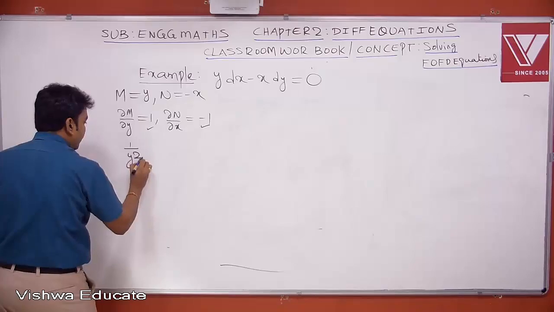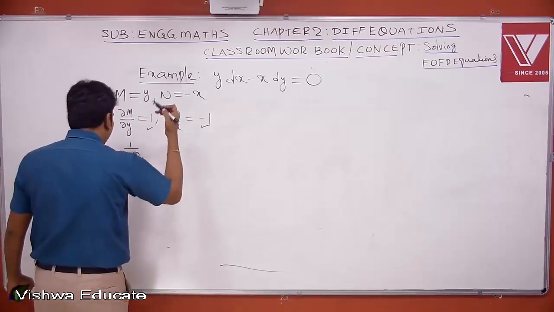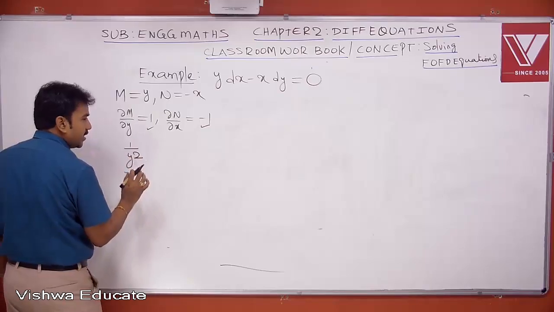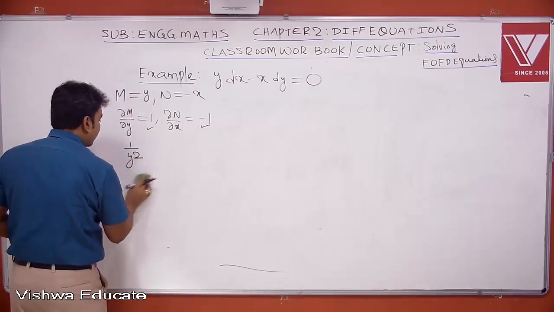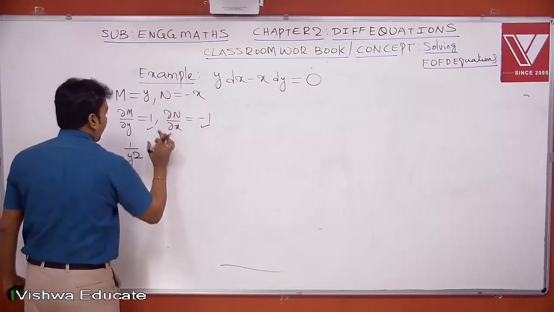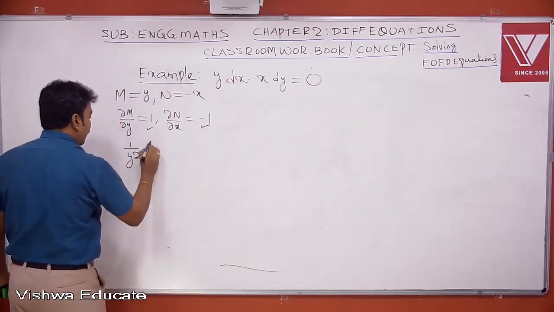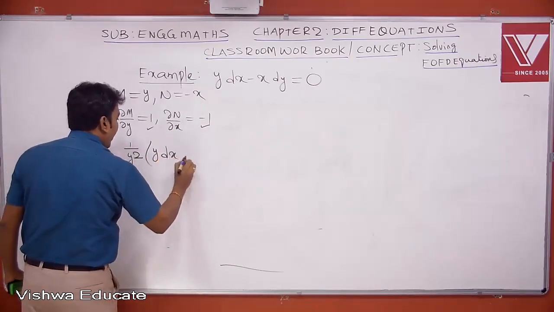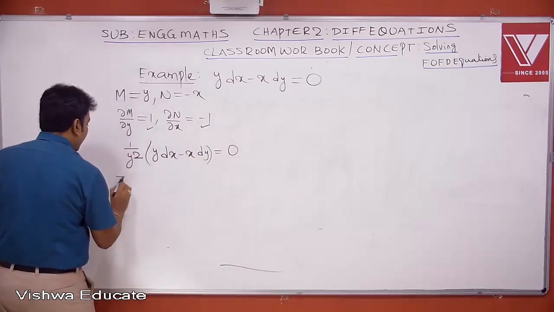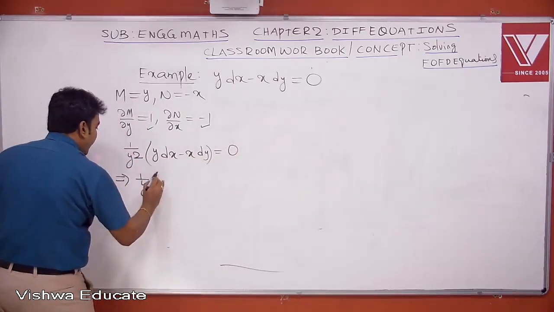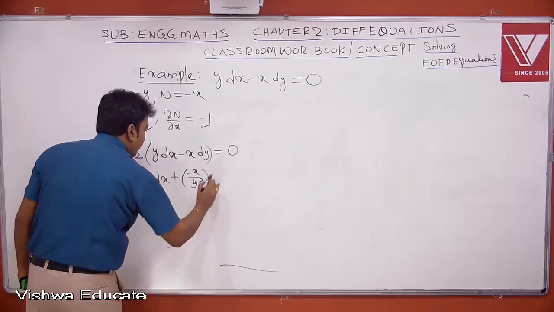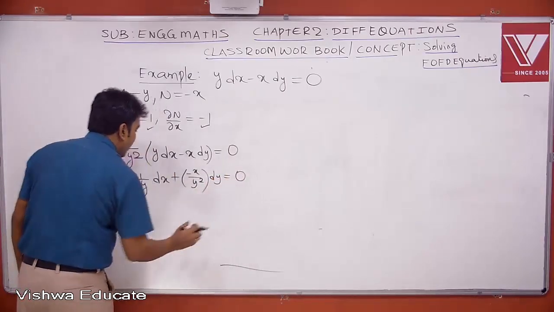Suppose I am multiplying this equation with 1 by y square. In future sessions I will give clarification on how to get that 1 by y square is an integrating factor, but for the time being just try to follow how this becomes an integrating factor. So I am multiplying this equation with 1 by y square: 1 by y square into y dx minus x dy equal to 0. So this implies 1 by y into dx plus minus x by y square into dy equal to 0.